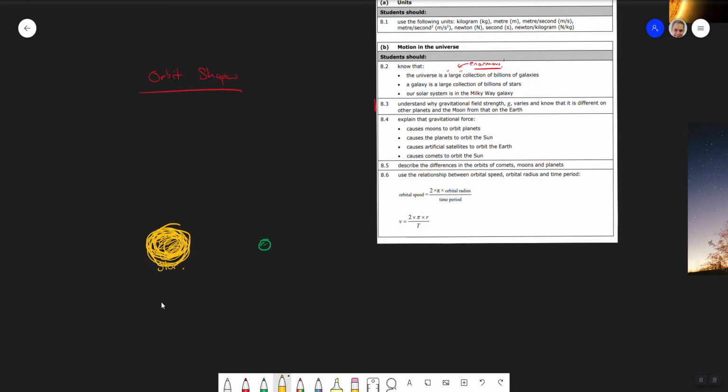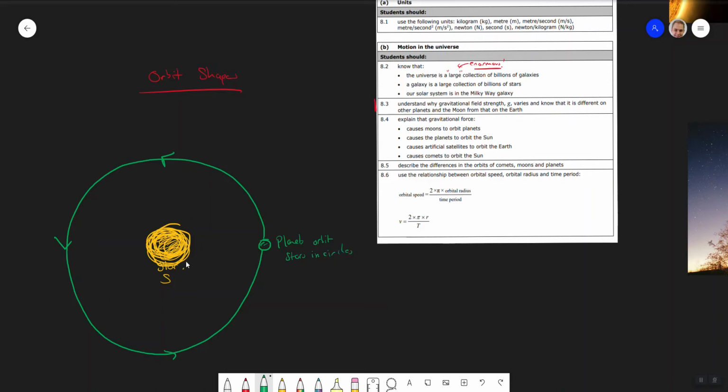Okay, so there's our star, S. We've got our planet, P. And our planet goes around the star in basically a circle. You might be aware that it's not a perfect circle, but for the calculations that we're going to do, it's going to go round in a circle. So planets orbit stars in circles.